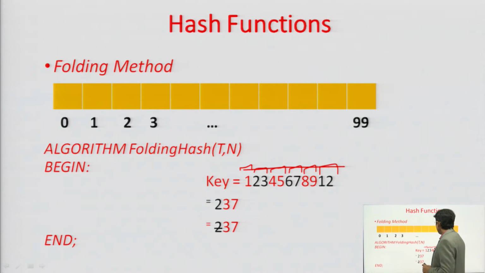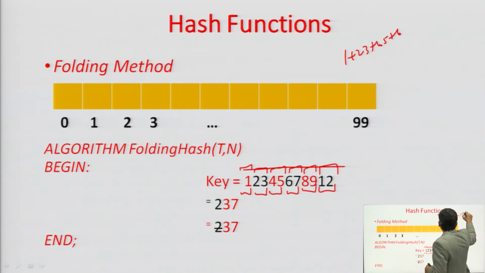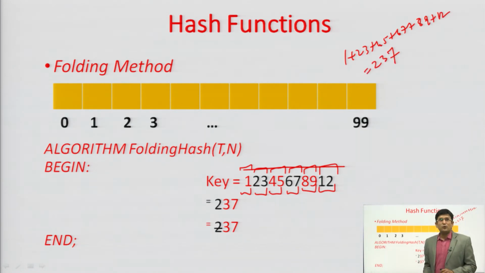So if you have the number 1 2 3 4 5 6 7 8 9 1 2 given, then you make groups of two, and after that you sum these groups. In the end one digit is left, let it remain as it is, no problem, we sum all of these. It means I will sum 1 plus 23 plus 45 plus 67 plus 89 plus 12, and this number is 237. Since we have to find out a 2-digit address only, you discard the carry 2 and 37 will be the location of this item in the hash table.